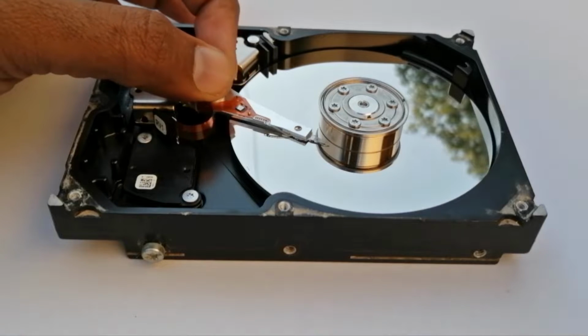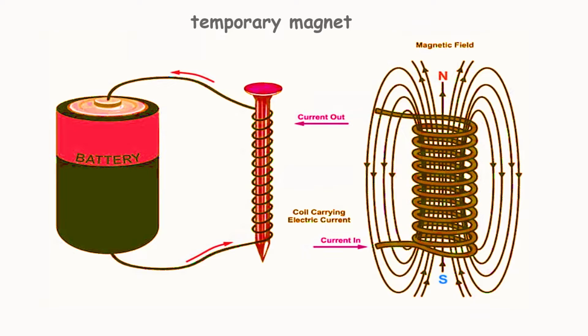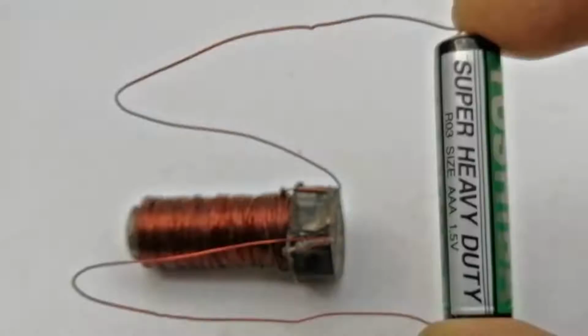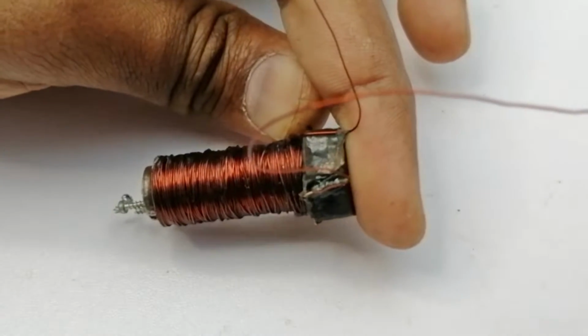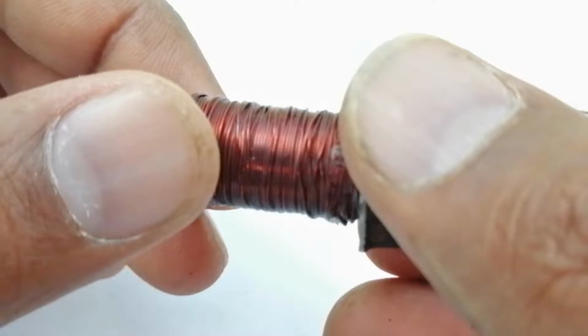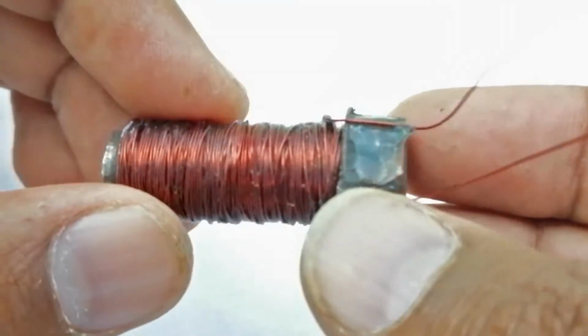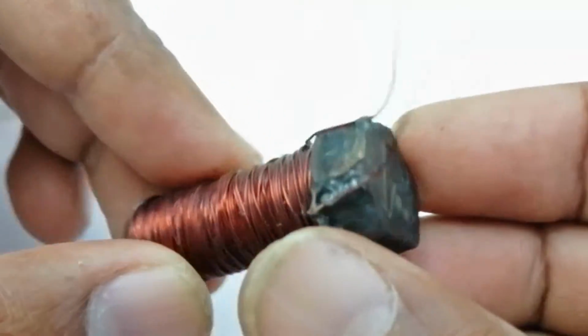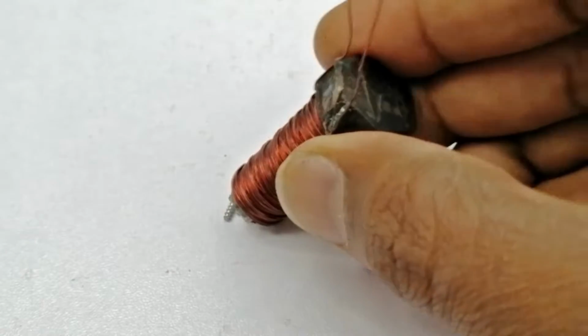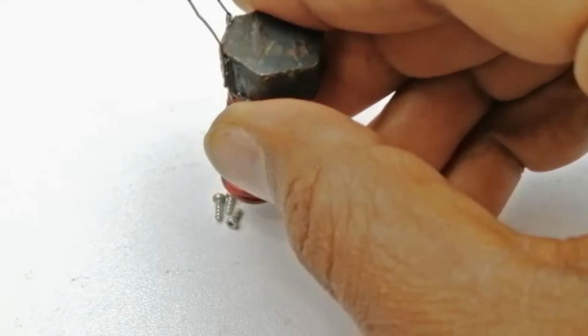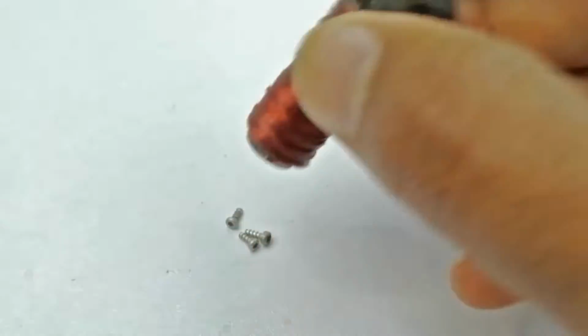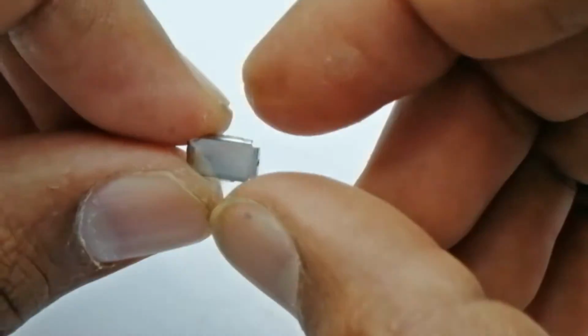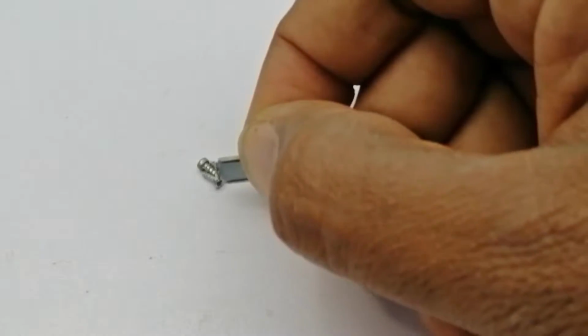Let's understand its basics. Friends, you know that when a wire is wrapped around an iron rod and current is passed through it, the system becomes a temporary magnet. It will remain a magnet as long as the electric current continues to flow. As soon as the electric current is switched off, its magnetic properties disappear. Secondly, we have a permanent magnet. It attracts iron permanently.